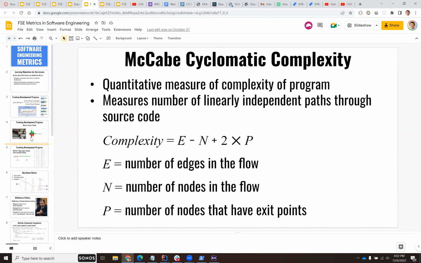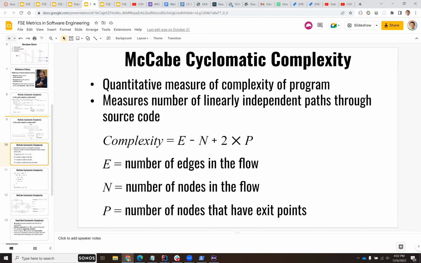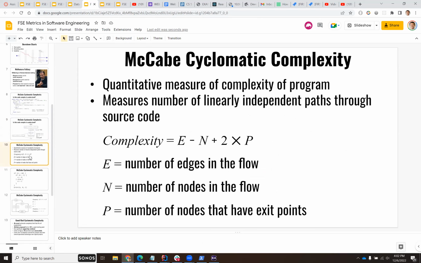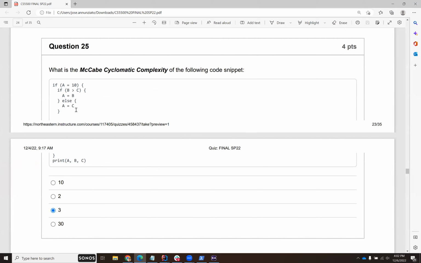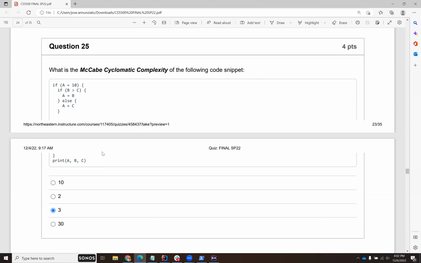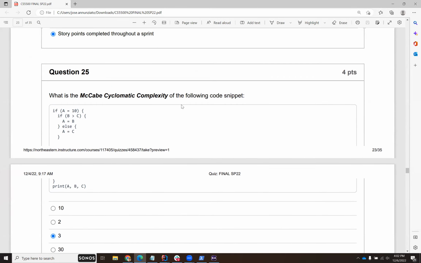Any piece of software can be written, starting from the source code, as a flow diagram, and you can identify the number of nodes and number of edges, and then plug them into this equation to calculate the complexity. So, given this little if statement with this nested if printing, what is the cyclomatic complexity? This is just asking if you know how to apply that function.